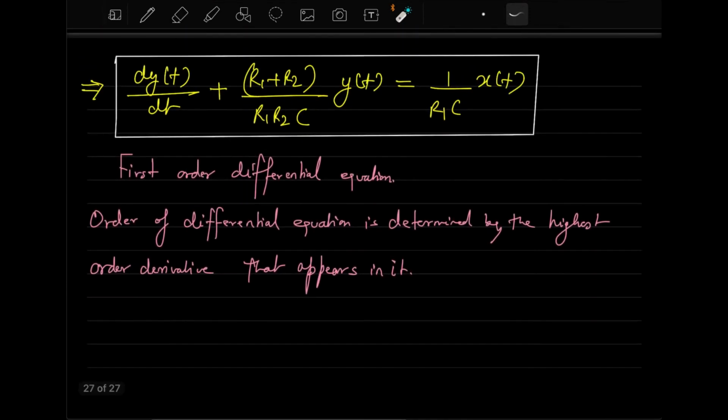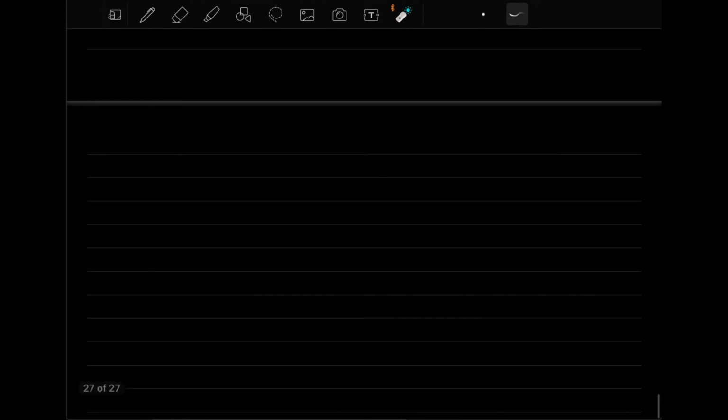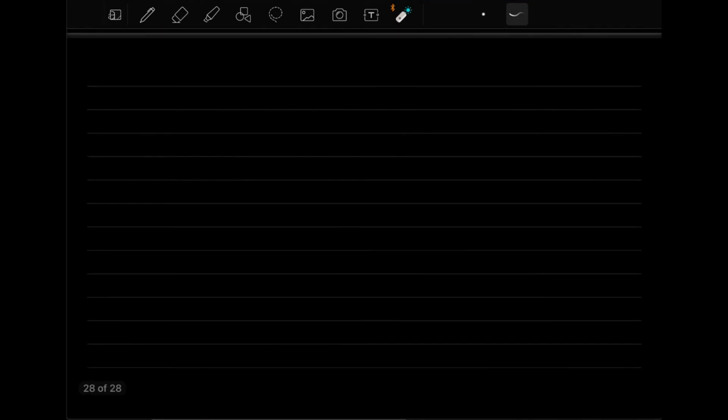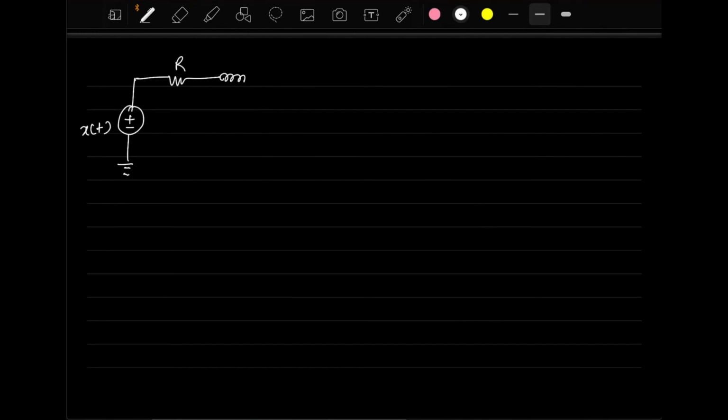Now that we are done with this, I have one more example to show you, where a second order differential equation governs the system. Let me draw that circuit here. Let's say you have a signal x(t), then you have these elements: R, then L here, and then a capacitor on this side. You are calculating y(t) across it.